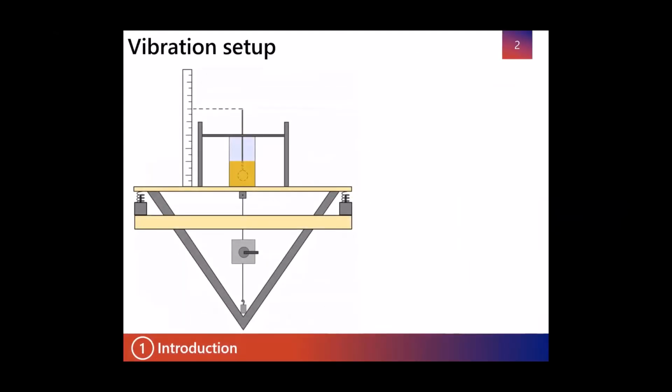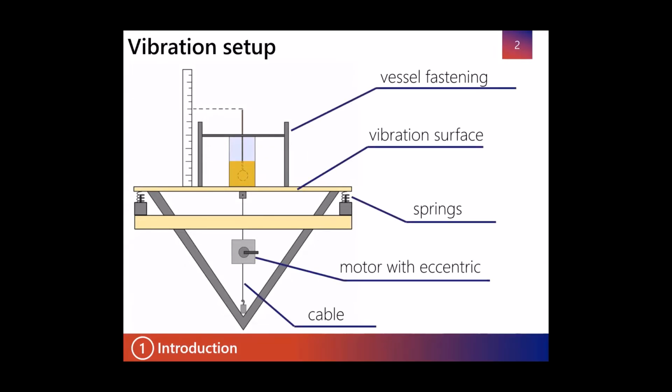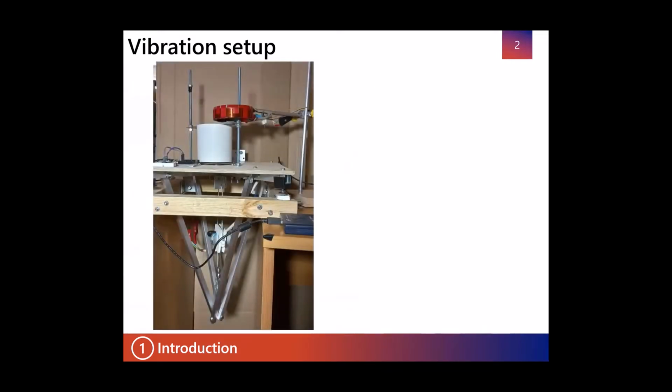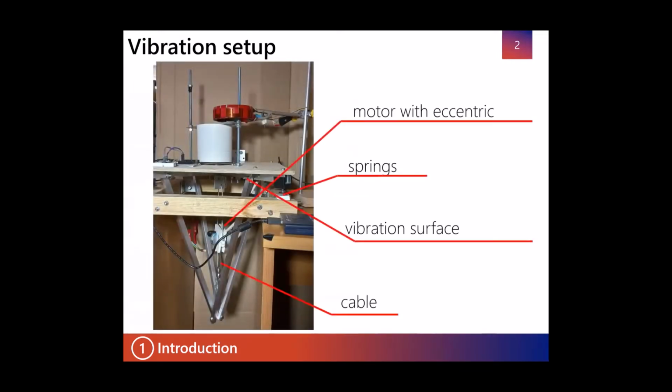Firstly, we need to create a vibration surface for first observations. It consists of a vessel fastening, vibration surface, springs, motor with eccentric, and cable. So you can see how it looks in real life.